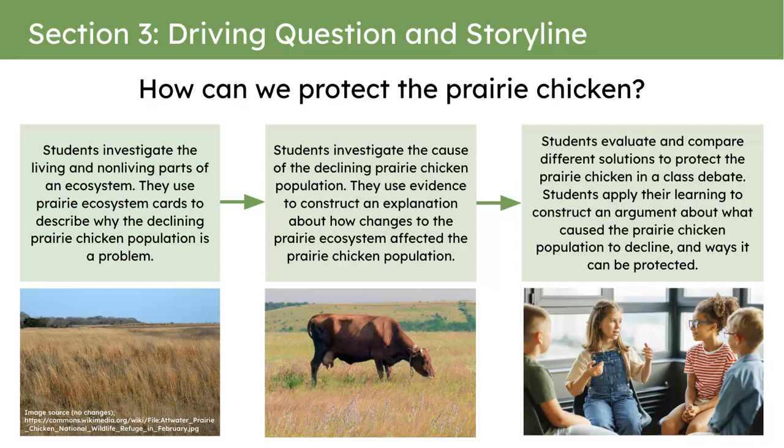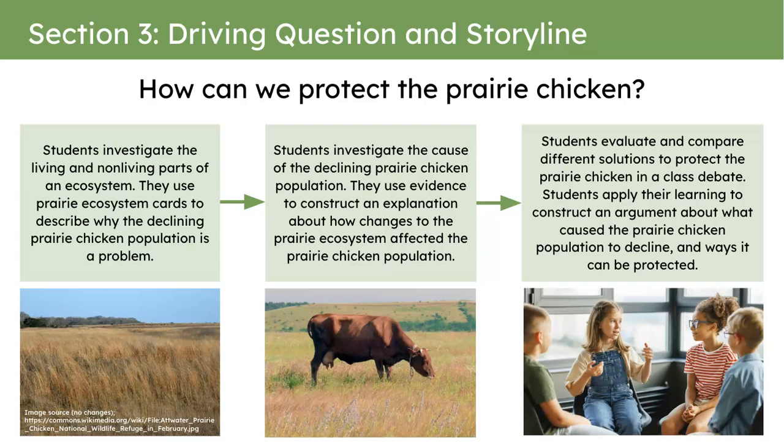After being introduced to the anchoring problem, students investigate the living and non-living parts of an ecosystem. They will use prairie ecosystem cards to describe why the declining prairie chicken population is a problem. Then, students will explore the causes of this decline and use evidence to construct an explanation on how changes to the ecosystem affect the prairie chicken.